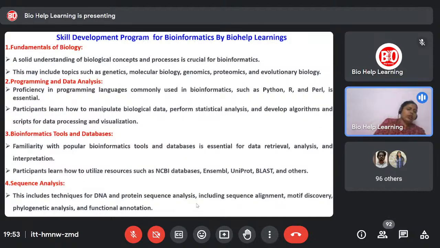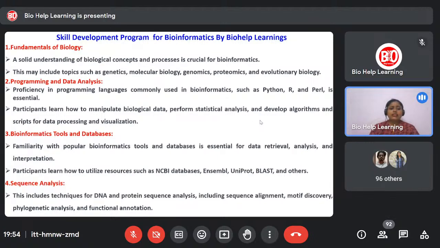So there are a lot of other things carried out by BioHealth Learning, which is skill development. First is the fundamentals of biology. They clear your biological concepts, which are crucial for bioinformatics. They will explain genetics, molecular biology, genomics, proteomics, and evolutionary biology also. Another important program is programming and data analysis. Here there are courses related to Python, R, and Perl, which are essential for NGS data analysis. Participants learn how to manipulate biological data, perform statistical analysis, and develop algorithms and scripts for data processing and visualization.